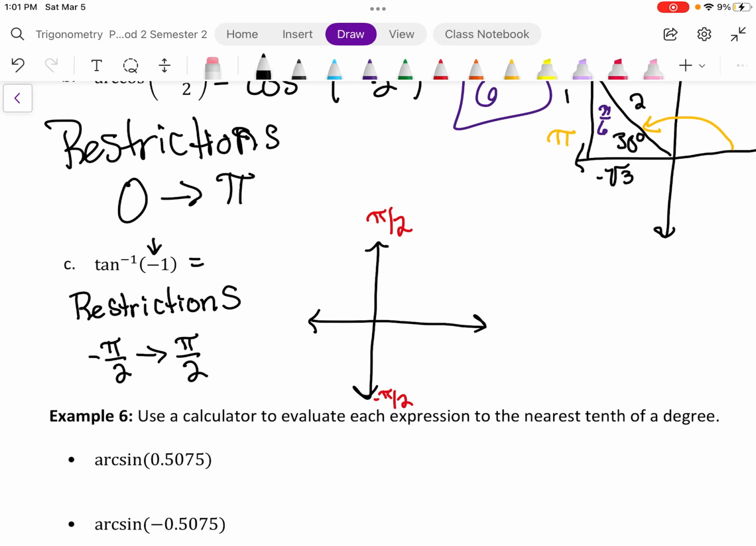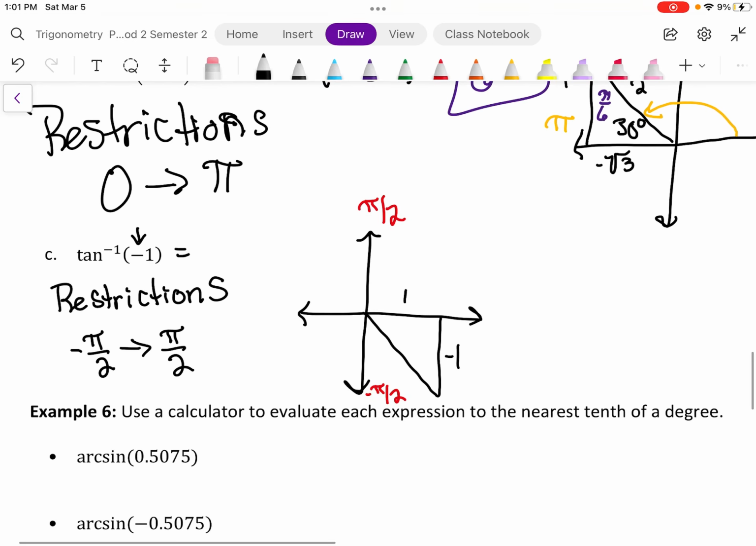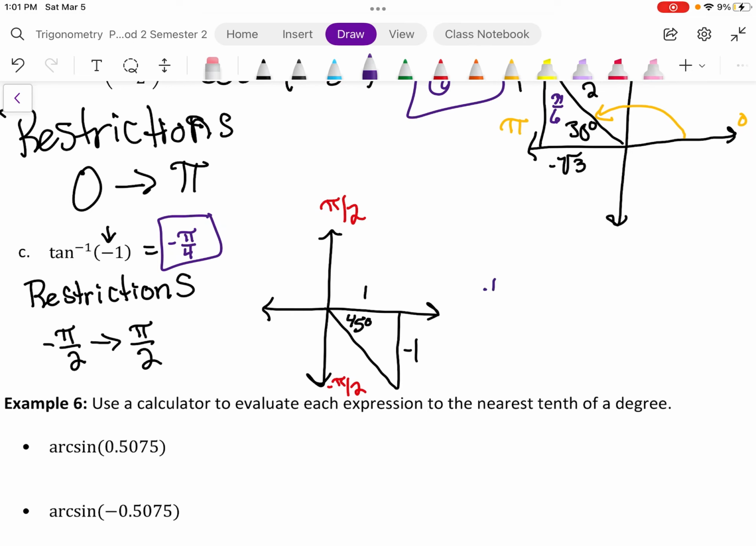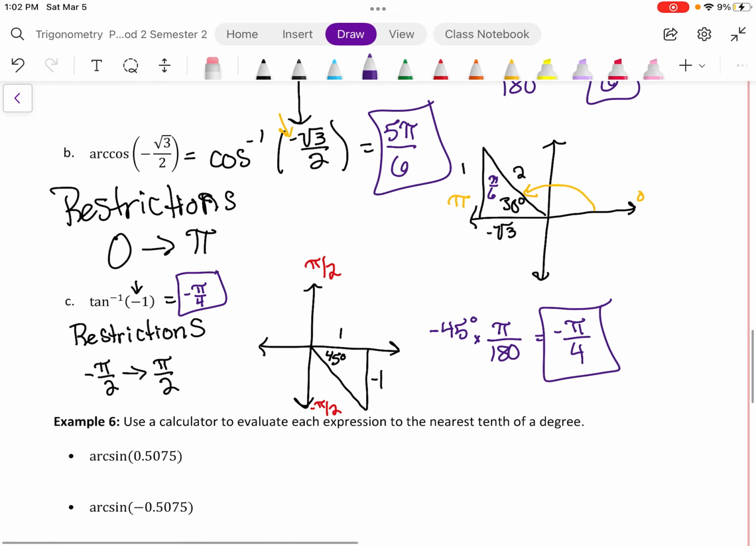And because this one is negative again, that means we're going to be in the fourth quadrant, because in the first quadrant, tangent is positive. So the only time tangent could be 1 would be 1 and -1 here. So that means we have our 45-degree angle here, which in radians is equal to negative pi over 4. And if you didn't know that, you would just take negative 45 because we were going down, and you would multiply that by pi over 180 to change it to radians. And when you simplify that, you would end up with negative pi over 4.